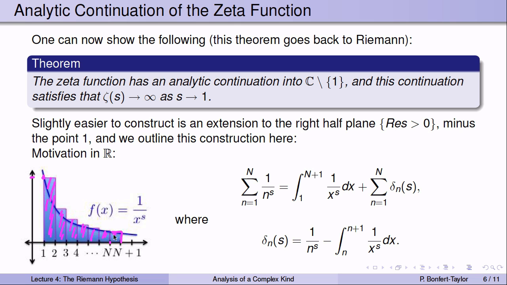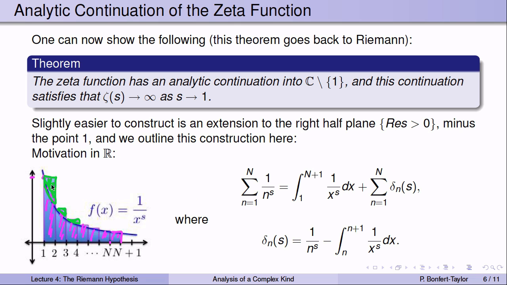and goes to N plus 1. So this one right there. If I, on the other hand, look at the area under the curve, which is given by the integral from 1 to N plus 1 of 1 over x to the s, I'm missing out on all these little pieces. I'm missing this piece. I'm missing this piece, and so forth.